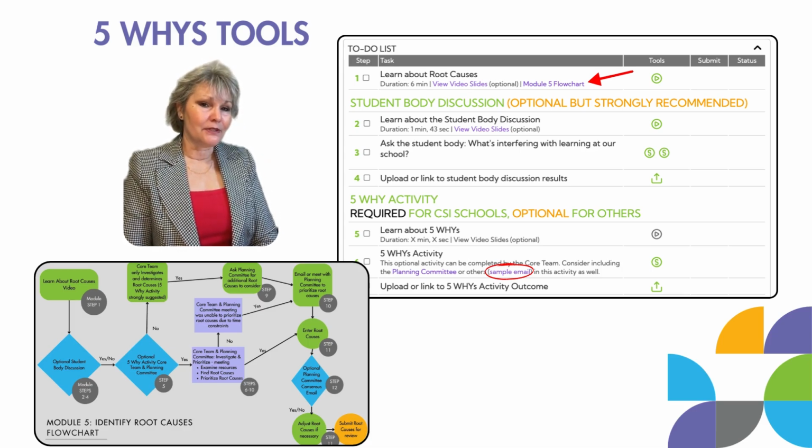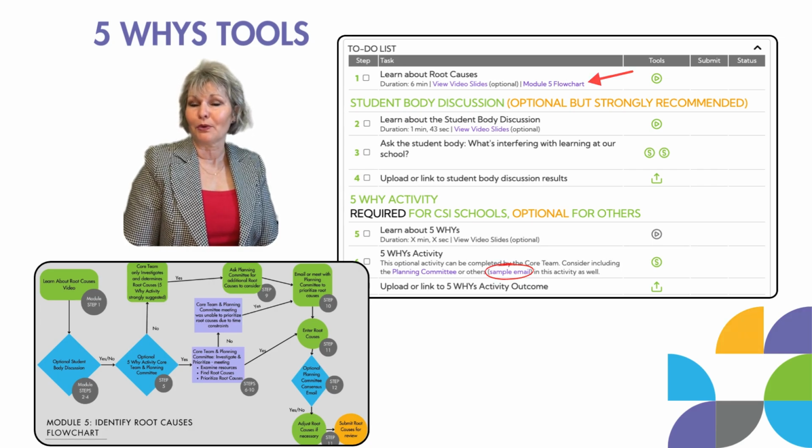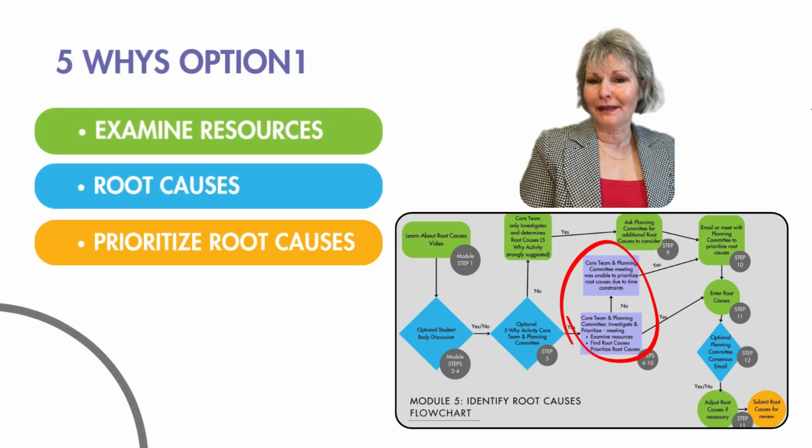Now, depending on the options that you choose, if you decide to involve your planning committee or other stakeholders, you can use the email linked under the 5Ys activity heading to invite the participants you wish to include in this important process. If you choose to involve your planning committee and the meeting moves smoothly, you can cover 1, examined resources, which should be reviewed ahead of the meeting, and 2, root causes determined by the 5Ys activity, and then 3, prioritize the root causes. If you conduct the meeting and don't have time to prioritize the root causes with the planning committee, you can complete this task by email and a Google form or other feedback tool that you choose.